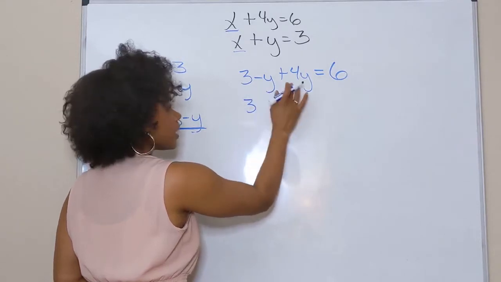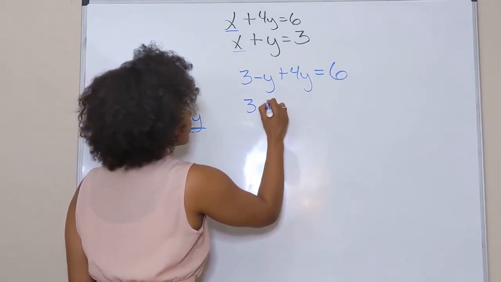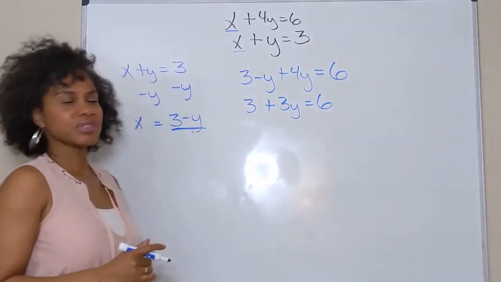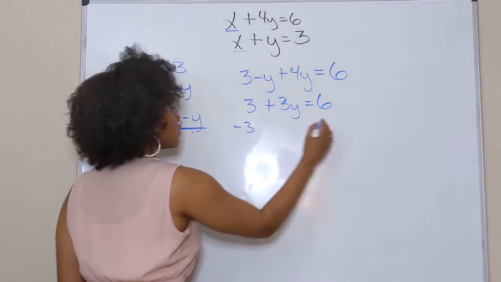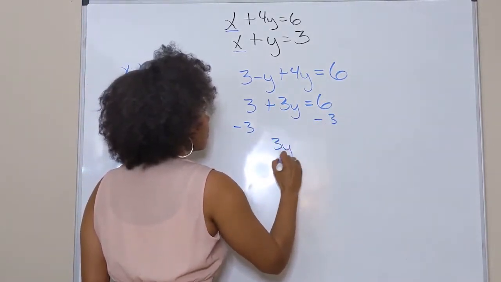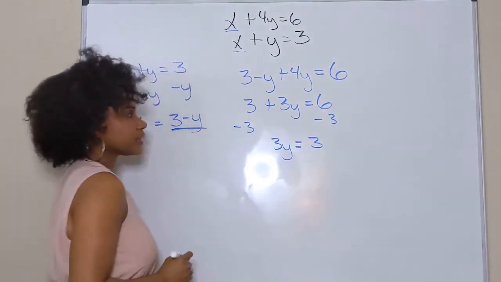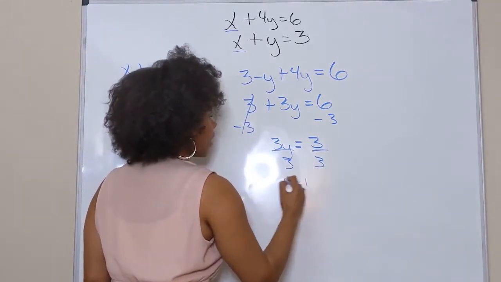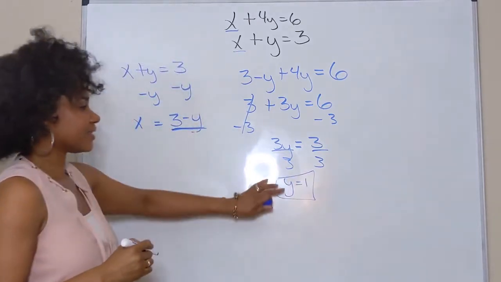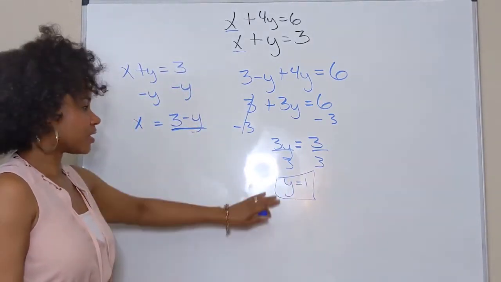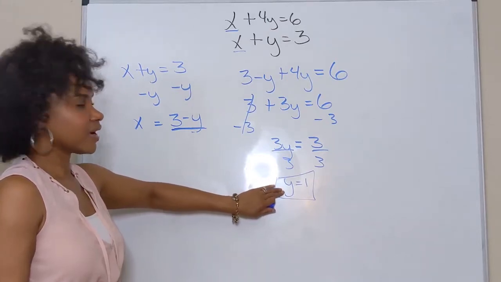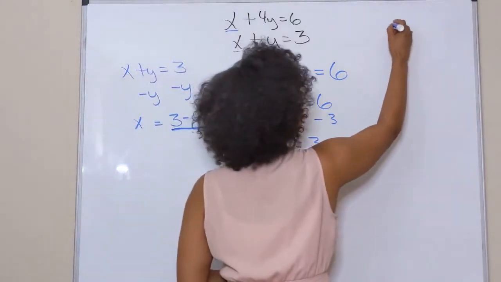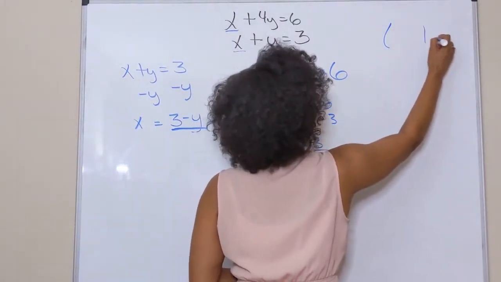All right, so negative y plus 4y, that will give me a positive 3y equals 6. Left with the two-step equation, subtracting 3. 3y equals 3, and I divide both sides by 3. y equals 1. All right, and so just like with any other system of equations, we need to find our other value because our answer is always an ordered pair. My y value is 1.